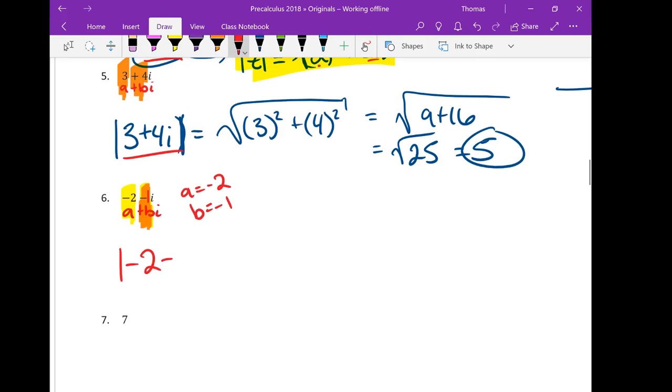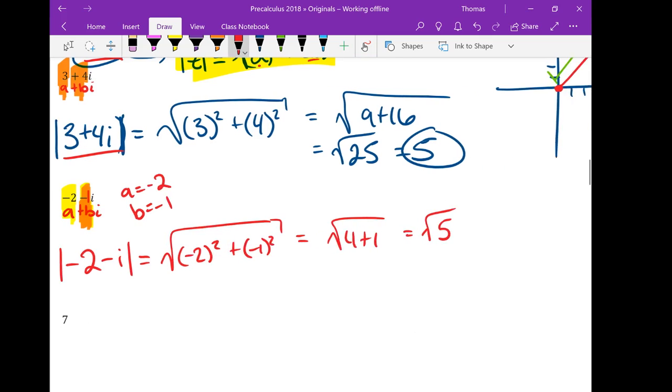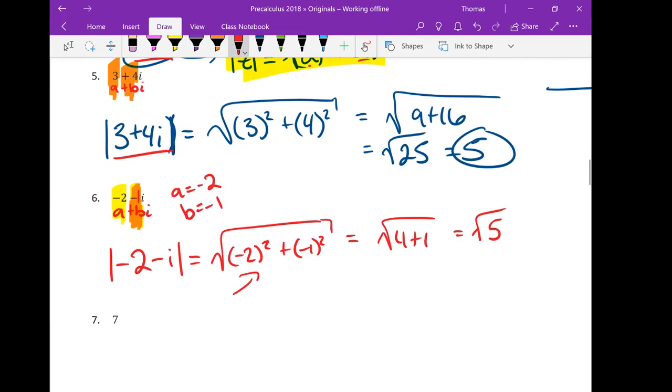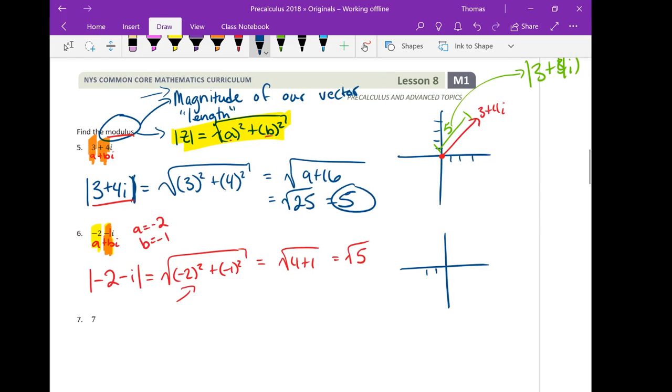The magnitude or the modulus, both ways to say the same thing. The modulus of -2 minus i is the square root of a, which is -2, squared, plus b, which is -1, squared. That's going to be square root of 4 plus 1, which is square root of 5. So algebraically, again, we use our formula, square root of a squared plus b squared. Geometrically, this is -2 minus i. This would be the length of this complex vector in the plane. That modulus, I'll just label it square root of 5.